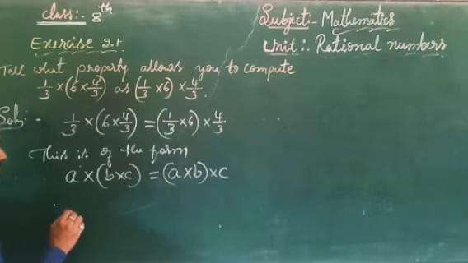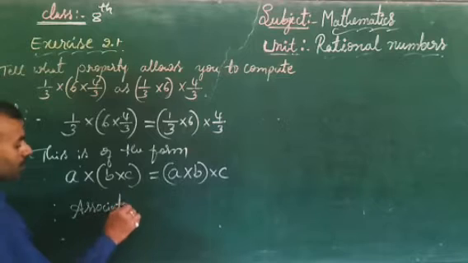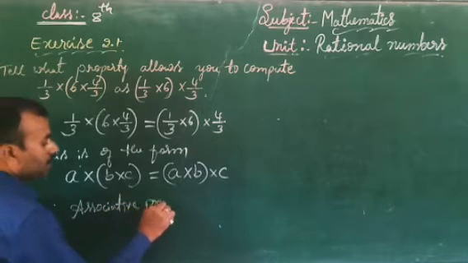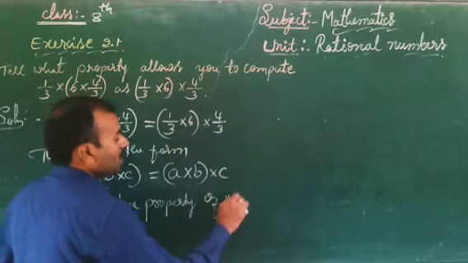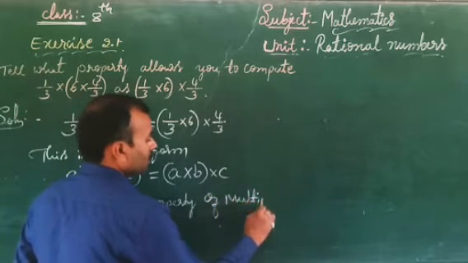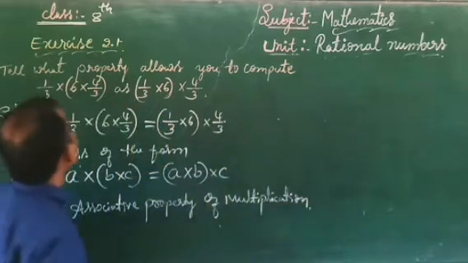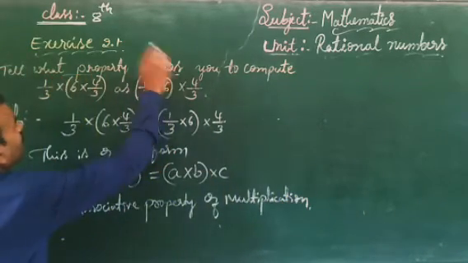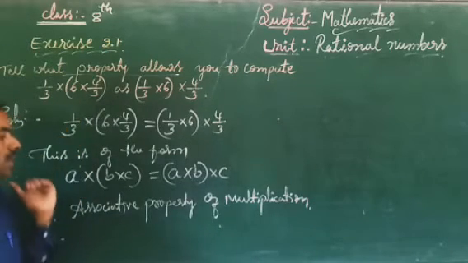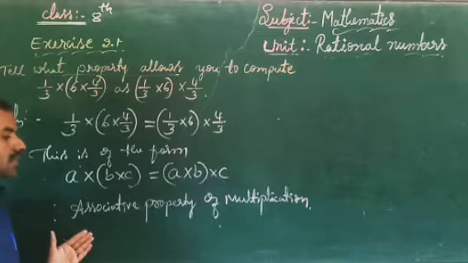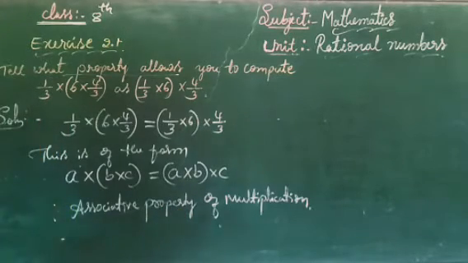Therefore, this is the associative property. Associative property of multiplication. Once again, this one follows the property to compute this one. It is the associative property of multiplication.